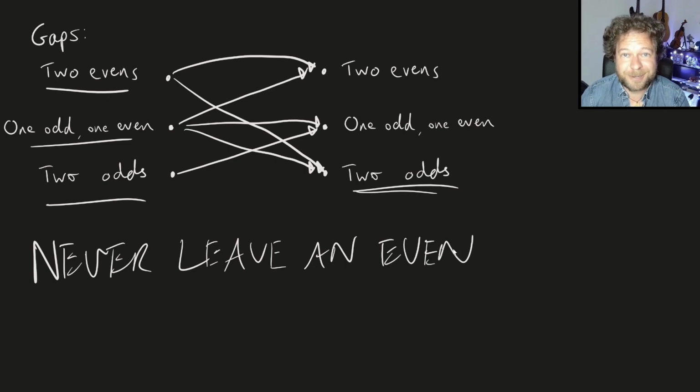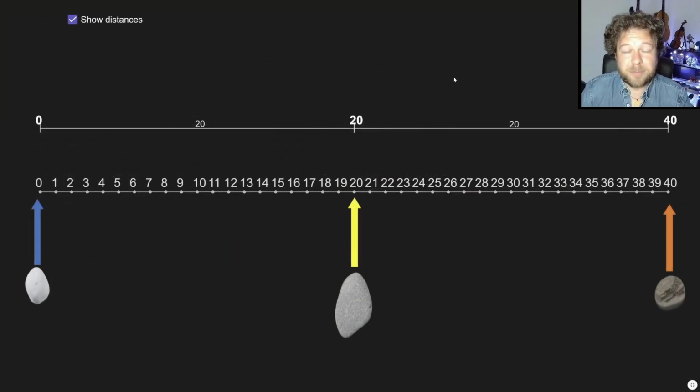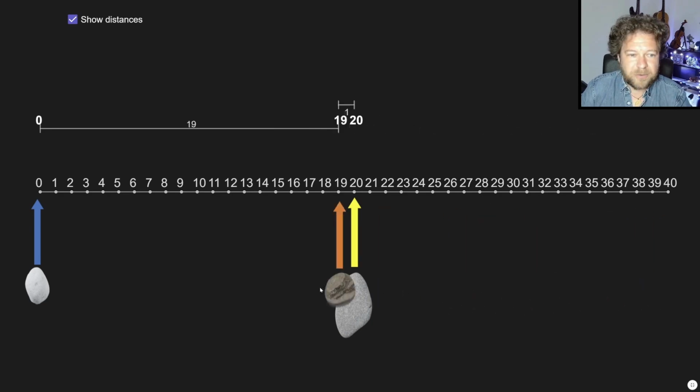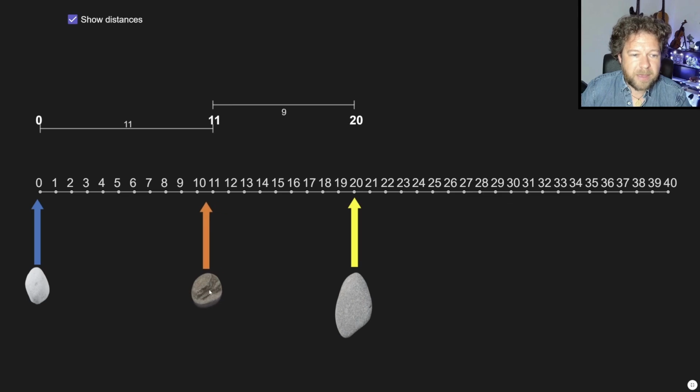Let's try it on a game. Let's say I'm going to be player 1. And I play first because there's an even number and I'd like to not leave that with my opposition player. So if I put it there, what I would be doing is leaving them 2 even gaps, 10 and 10, and that's against my advice of never leave an even. So I'm going to go there, and then they have a gap of 11 and 9.